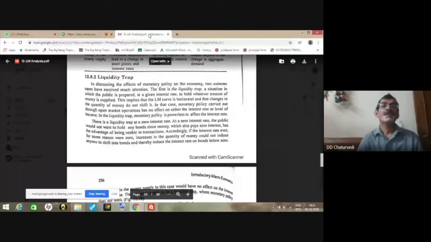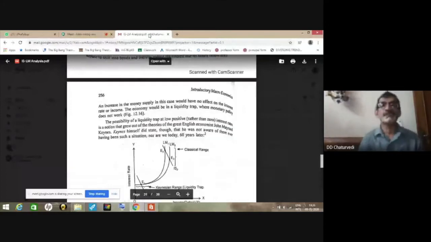Well, student, please remember that we are discussing general equilibrium in this chapter, and general equilibrium means the equilibrium where both money and product markets are in equilibrium. That means the IS and LM curves are intersecting each other. So in the liquidity trap, monetary policy is powerless to change the interest rate. And this is clear from figure number 12.16.